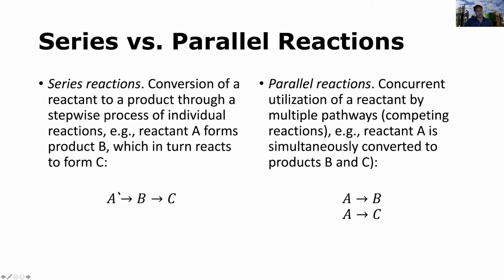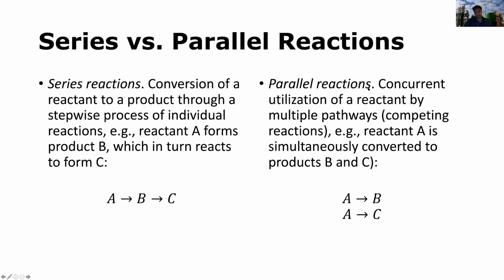One way to describe a reaction is whether it occurs in series or in parallel. An example of reactions that occur in series is when you have the conversion of a reactant to a product through a stepwise process. For example, reactant A forms product B, which then in turn reacts to form product C.